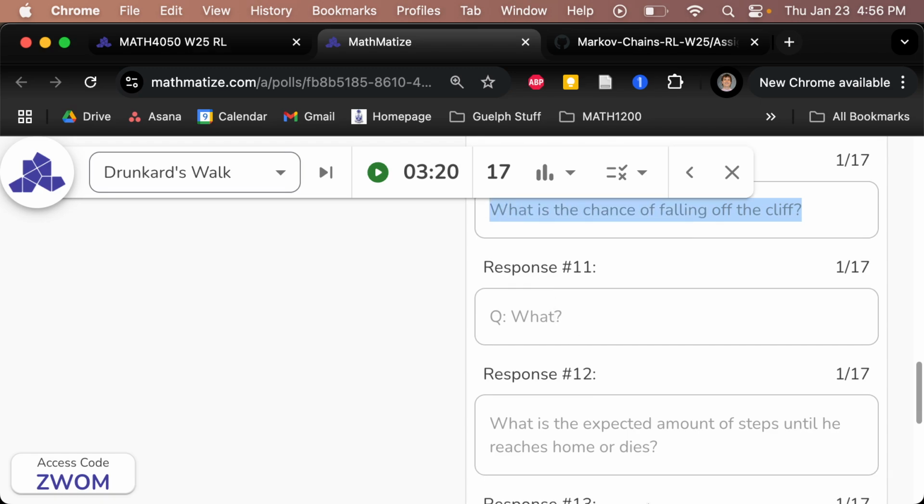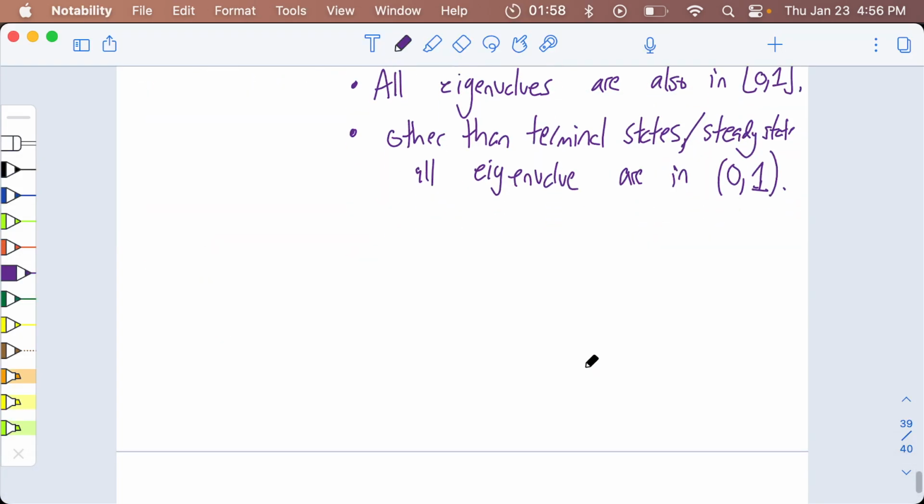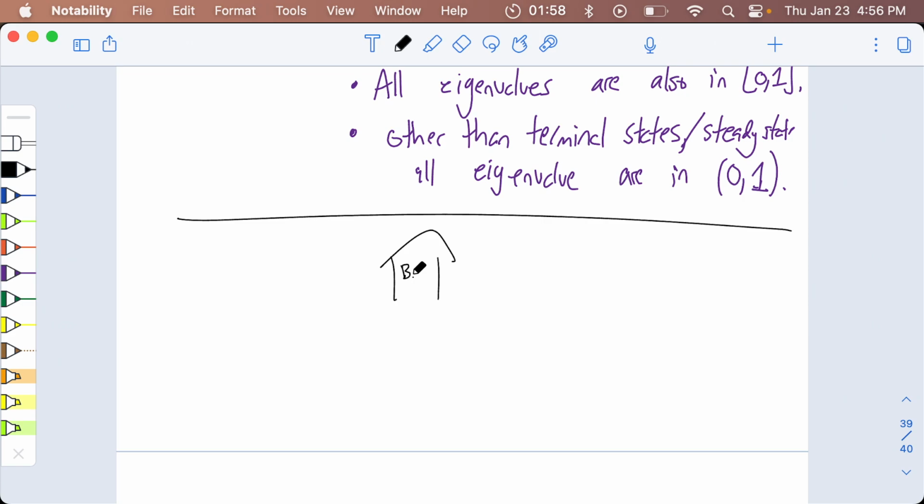These are great questions. So let's draw a little picture of the situation. We have this guy. He's at the bar, which is at this location X. We can call it X initial or something too. And then there's a house over here. This is the house.